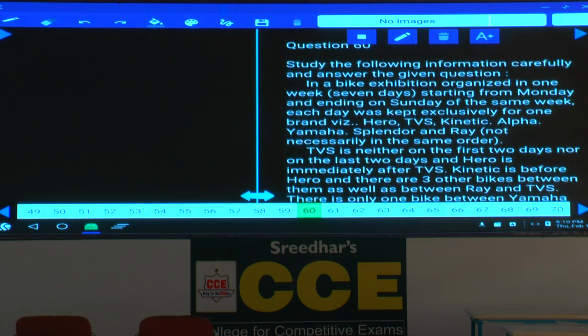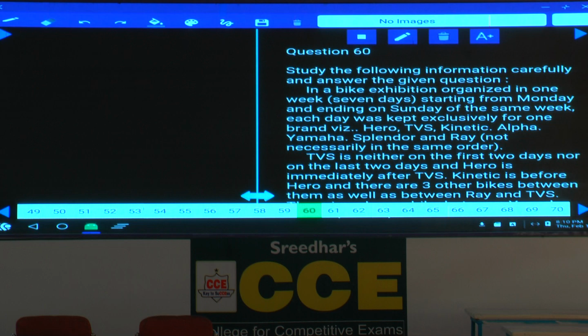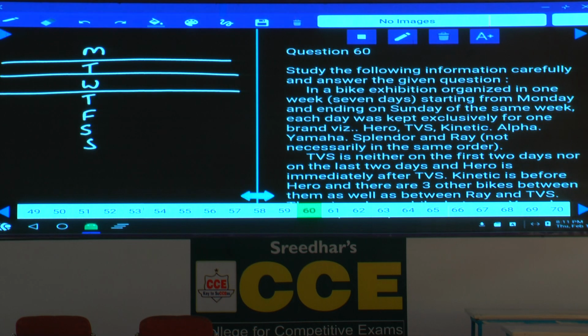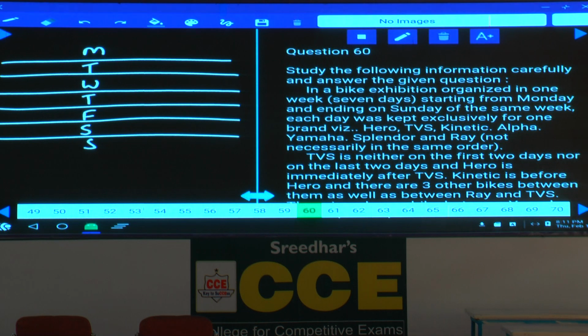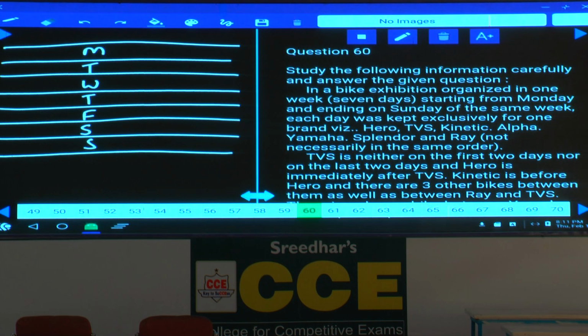Then 60 onwards. Now in this question number 60, in a bike exhibition organized in 1 week, 7 days, starting on Monday and ending on Sunday. Hence, first we need to represent these days at the center: Monday, Tuesday, Wednesday, Thursday, Friday, Saturday and Sunday. Now extend the lines like this. Now if you have the second possibility, you can work out here, Monday to Sunday. Then condition number 1.